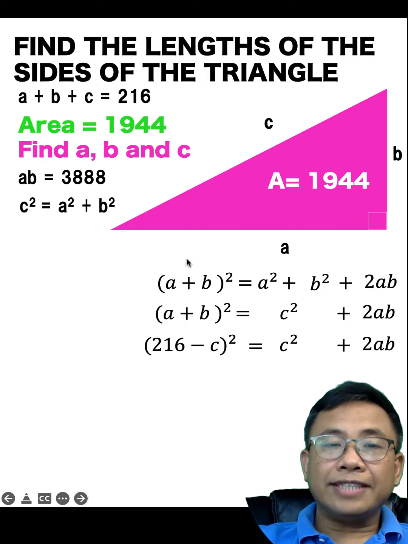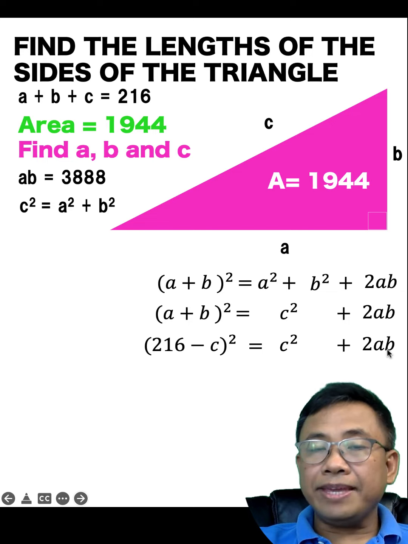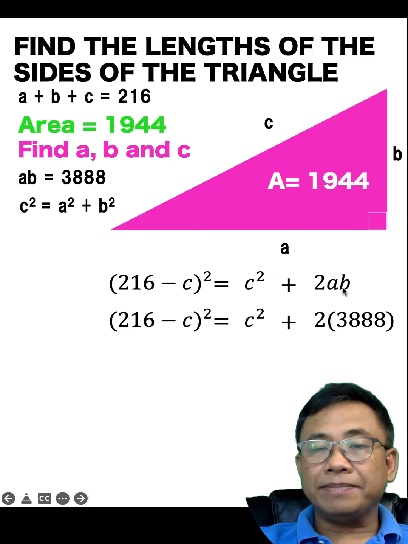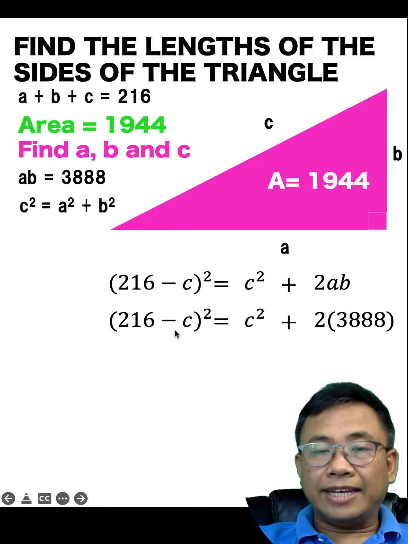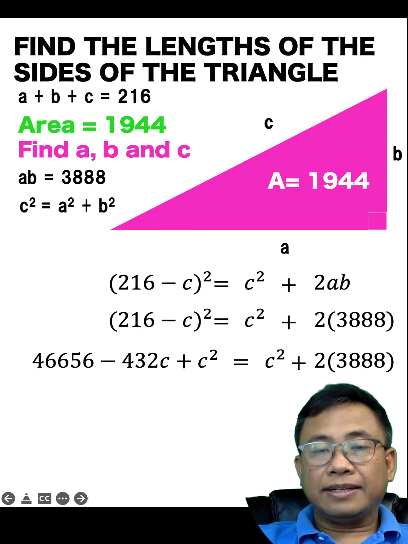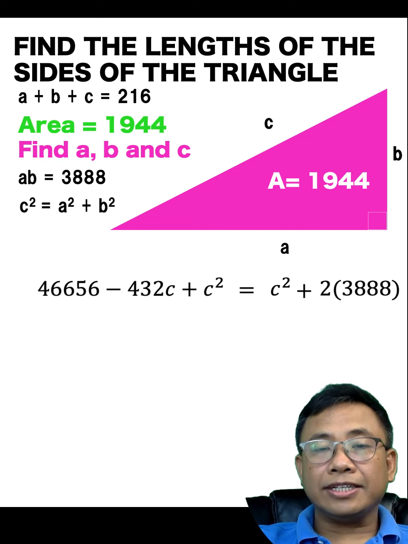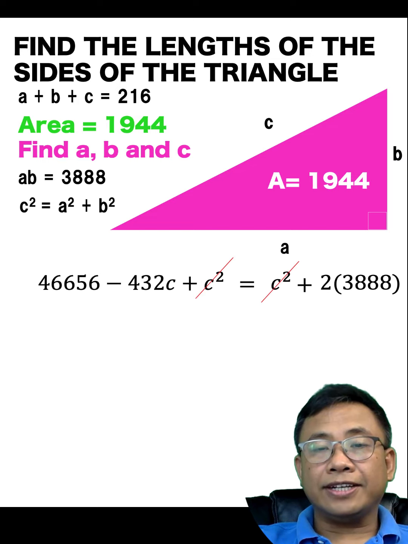Next, notice that AB is equal to 3,888. And so this 2 times AB is just the same as 2 times this value. Instead of 2 times AB, we now have 2 times 3,888. And expanding the left side, we arrive at this, and we copy the right side. Then notice that C squared and C squared are the same here, so we can subtract C squared from both sides of the equation, and we can simplify it further like this.